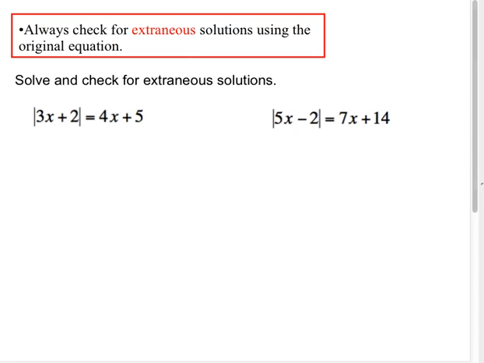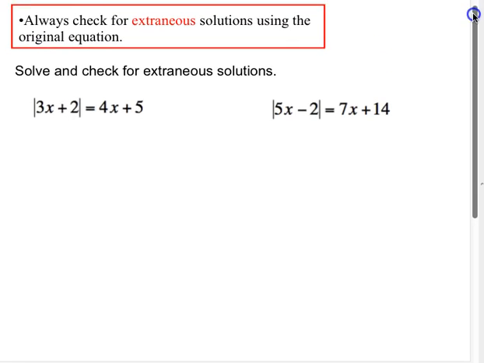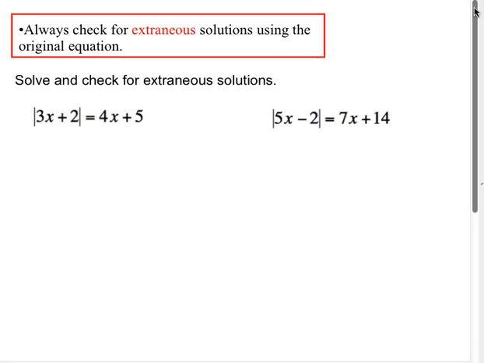All right, so another thing, you always want to check for extraneous solutions using the original equation. Now that comes into play when you get more complex ones, okay? So ones that look like this, okay? When you get ones like this, you end up solving them exactly the same way, okay?